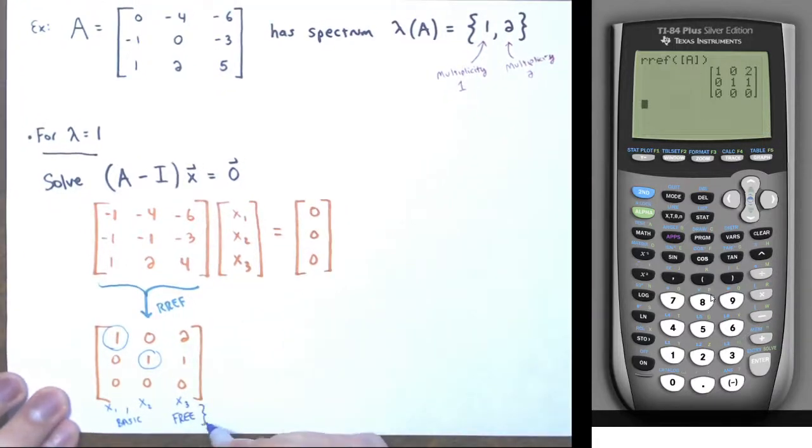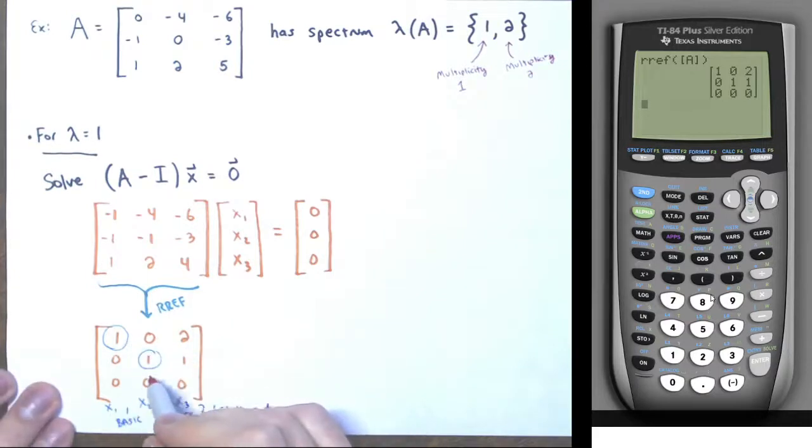And as with all my other ones, I'm going to let x3 be replaced by the letter t, where t is any real number I wish. Now I have 2 rows to contend with here that actually have some nonzero entries. The third row just tells me 0 equals 0, which is fine.